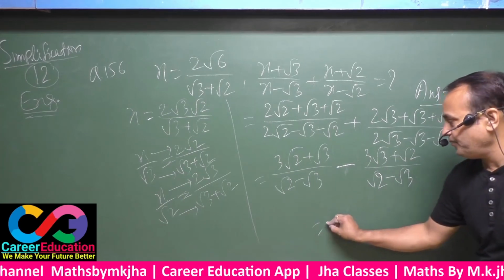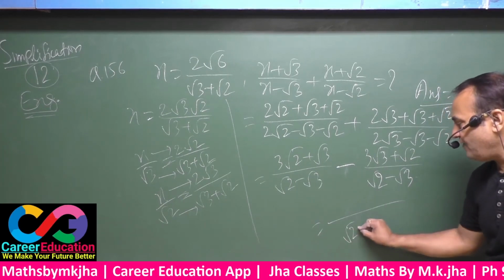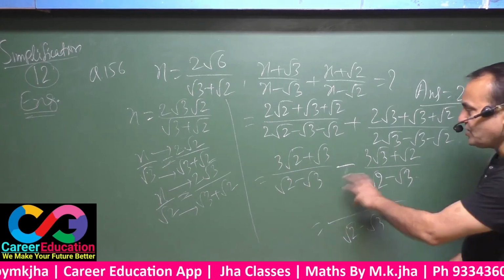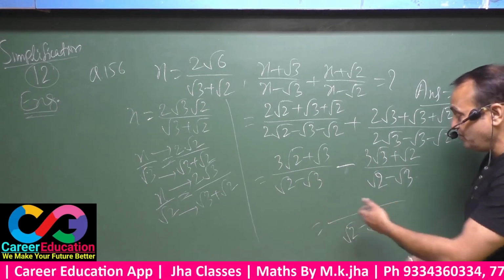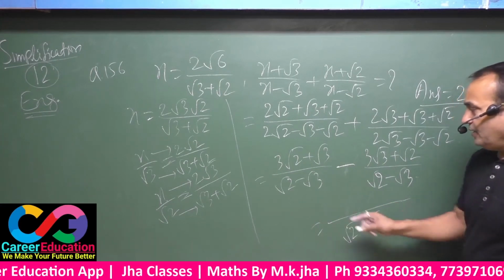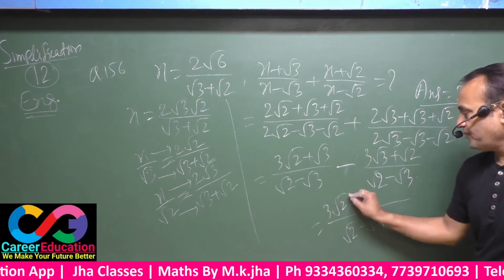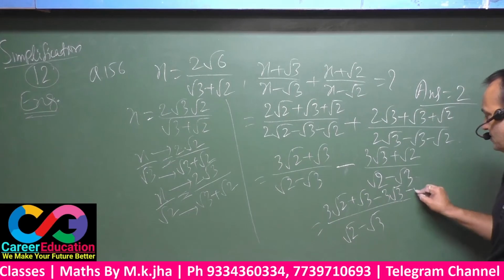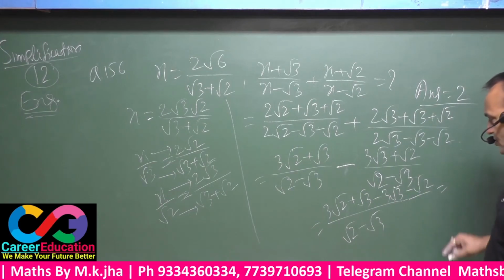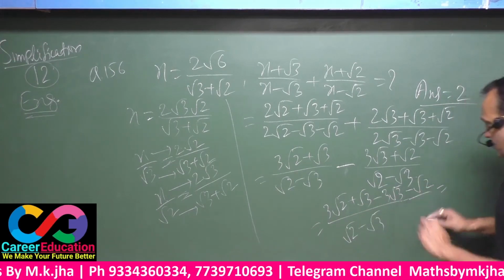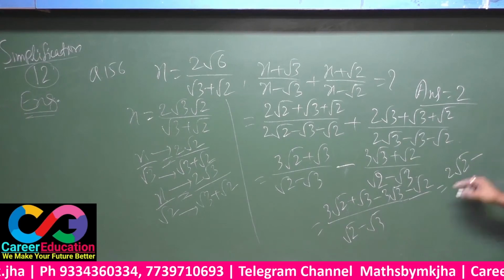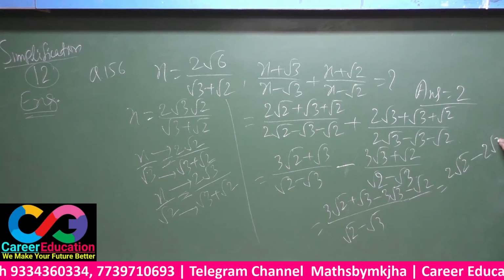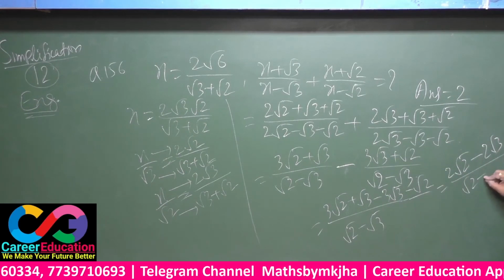Now it is very easy to take the LCM. The bases are equal everywhere, that means that base will be your LCM. Now this is 3 root 2 plus root 3. This is 3 root 3 minus root 2. Now see, this is 3 root 2 minus 2 root 2 minus 2 root 3 by root 2 minus root 3.